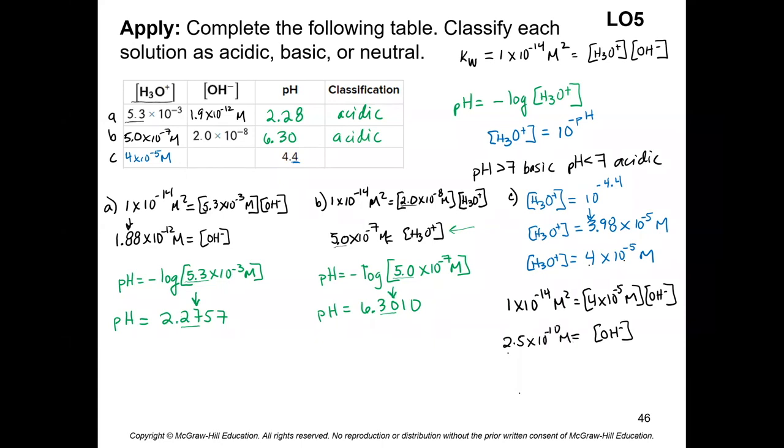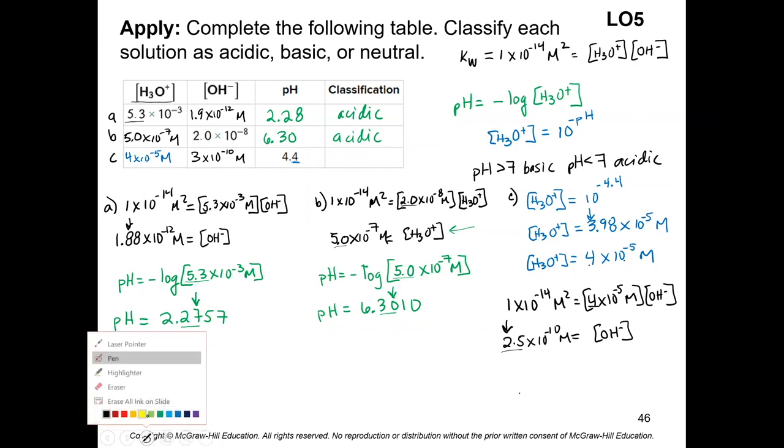Okay. Now I wrote up to 2 significant digits, but we actually need to fix this because we only have 1 significant digit here in this concentration. So I can only have this one. So I will round it up to 3. So this becomes 3 times 10 to the negative 10 molar. Now my pH was 4.4, which is less than 7. So this must also be acidic.